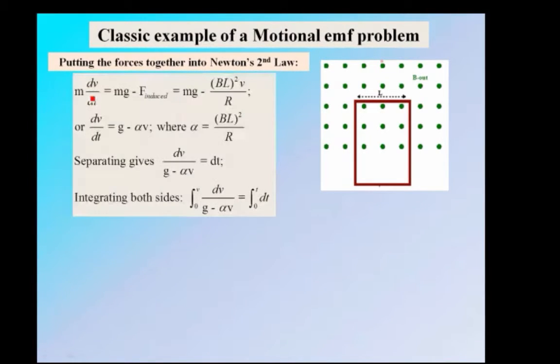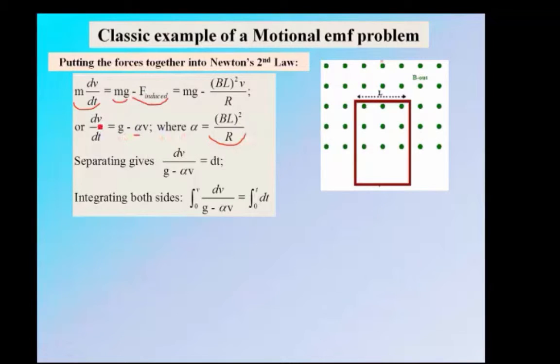We're going to put this into Newton's second law. So here's F equals ma. We have the force of gravity minus the F induced. We've already determined that, so that's right here. So we have mg minus the force induced. I'm going to just simplify this. Let's let alpha be this combination of constants.